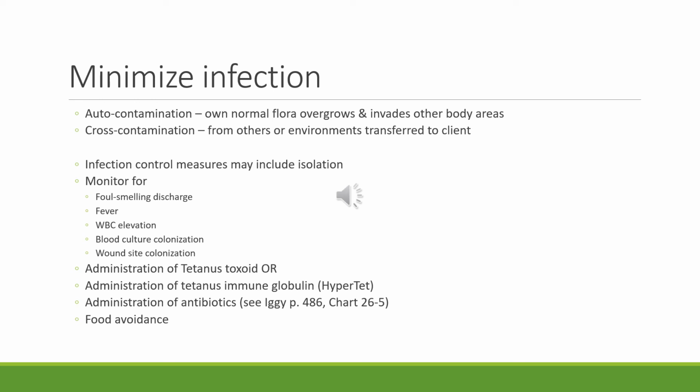So the other thing is infection control for patients that have a large amount of body surface area burns. We may have to put them in isolation, and/or if they are neutropenic in any way. Watching for signs of infection such as foul smelling discharge, also fever, and then watching our white blood count elevations. We want to make sure that our elevations are not going up and they are going down.